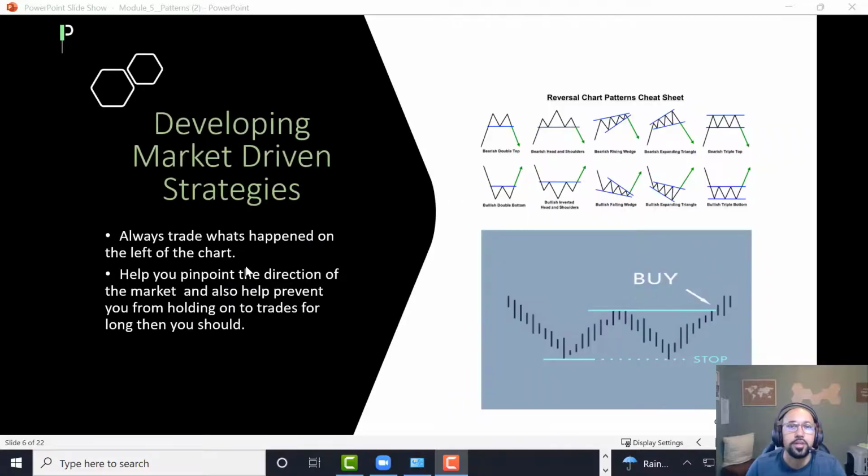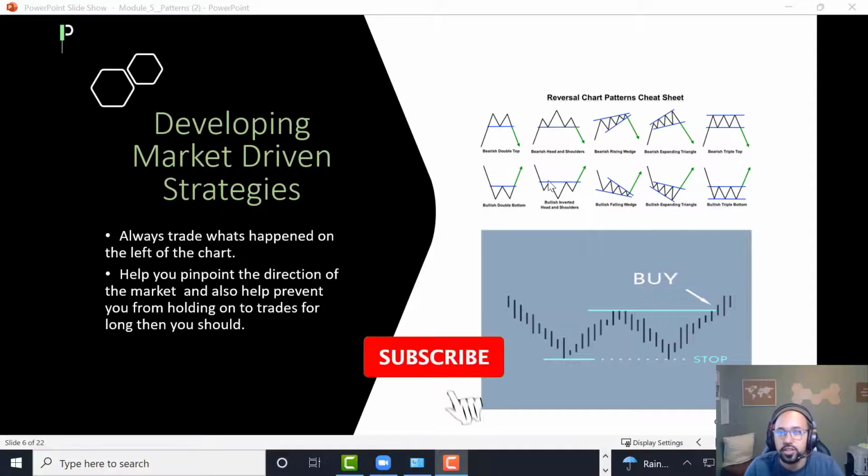Tip number 3 is going to be developing market-driven strategies. Now you're going to see the images to the right-hand side, and if you don't know what these images are, they are reversal patterns and also chart patterns that are applied every single day, not just by myself and the traders that we work with, but a lot of different traders look out for these things as well, right? They are going to be market-driven strategies.